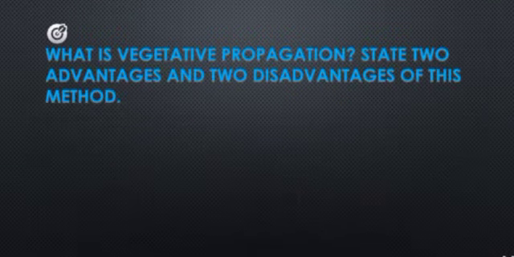Now we will go with this question. What is vegetative propagation? State two advantages and two disadvantages of this method. Here we have to define what is vegetative propagation. As you know, vegetative propagation is a type of asexual mode of reproduction seen in plants which cannot carry a seed with that. So these kinds of plants are able to propagate, able to make their next generations maybe through their roots, leaves, and through stem.